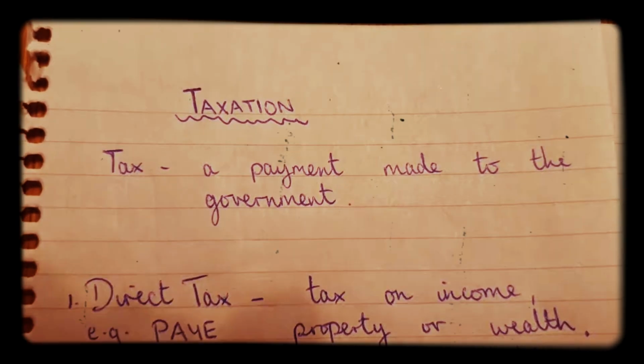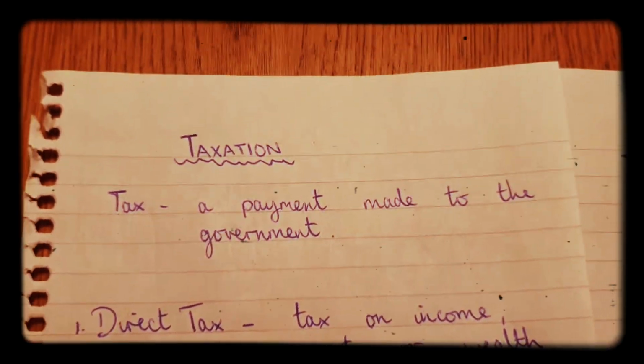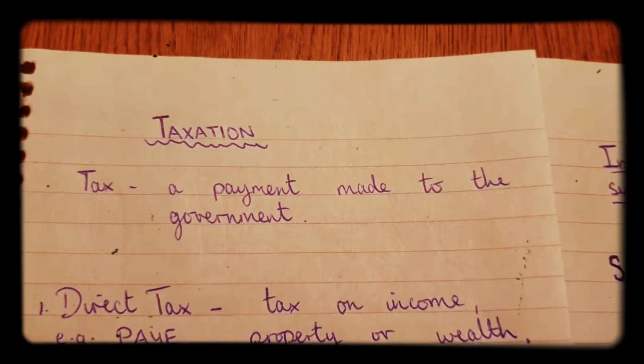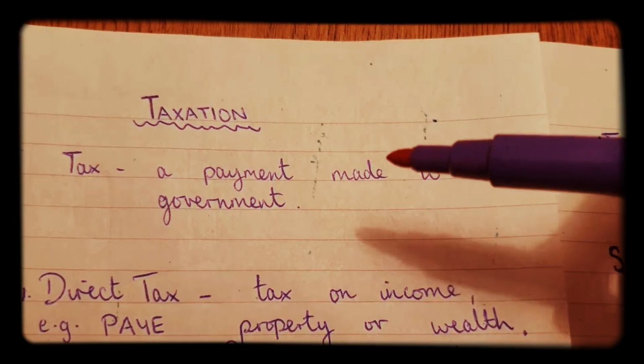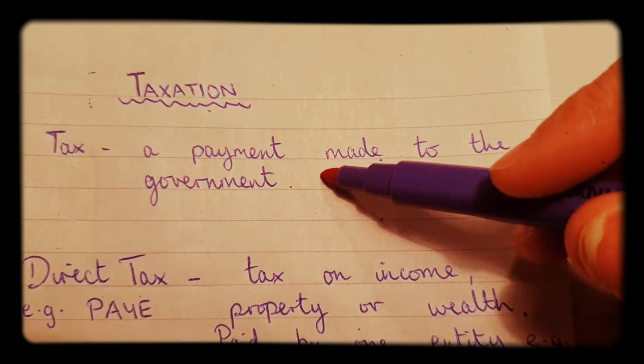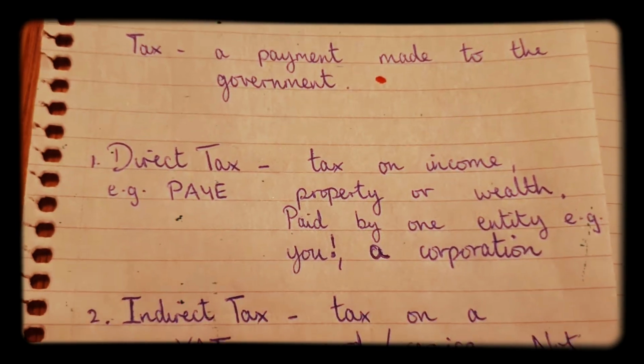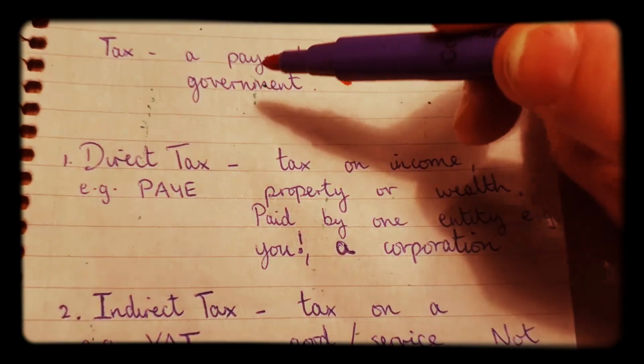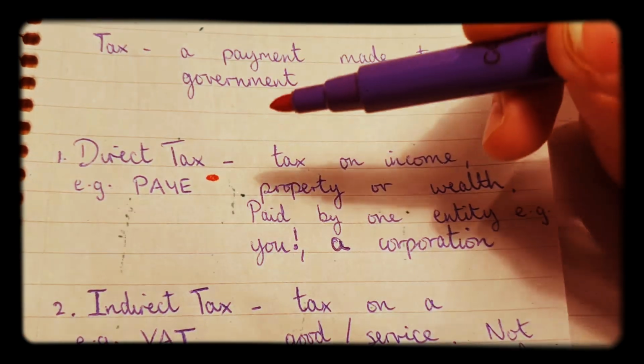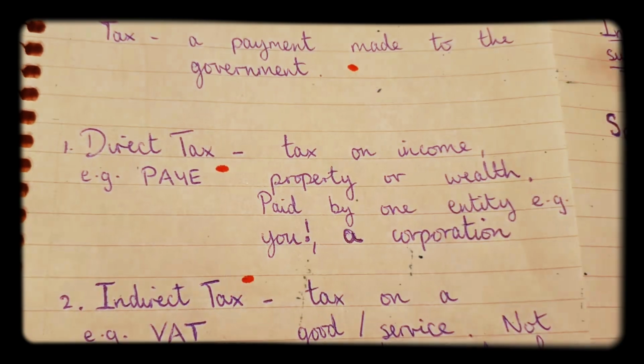In this video, we're going to be looking at taxation. So what is a tax? A tax, the simplest way to describe it, is a payment made to the government. So we have two types of tax. We have direct tax and we have indirect tax.